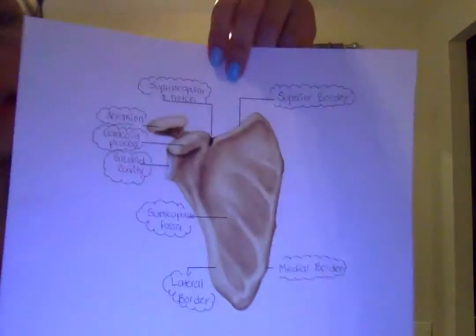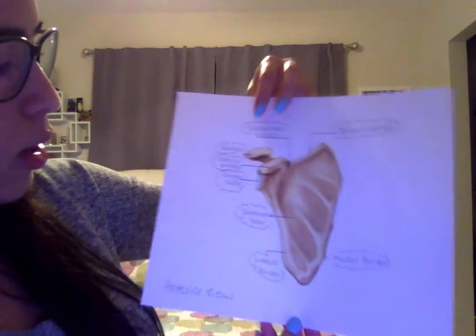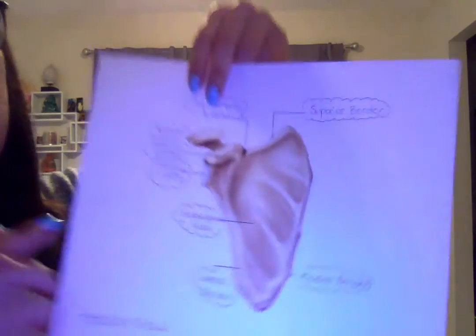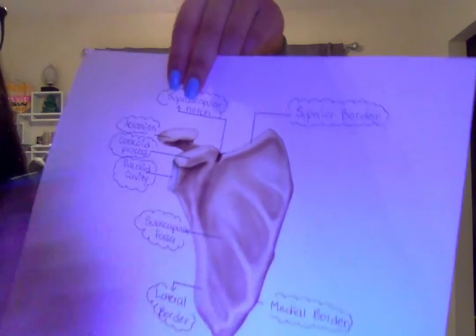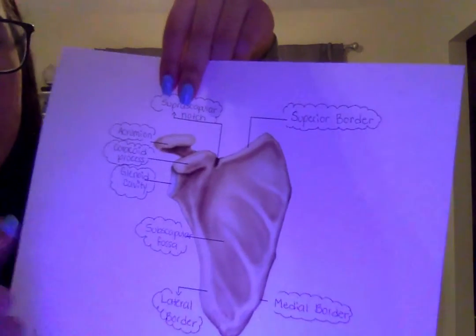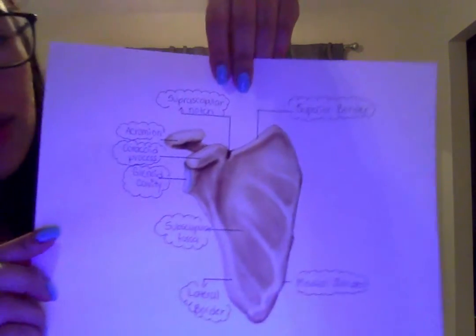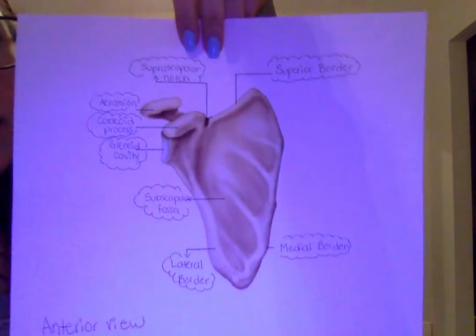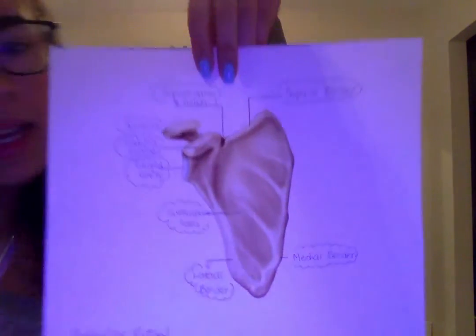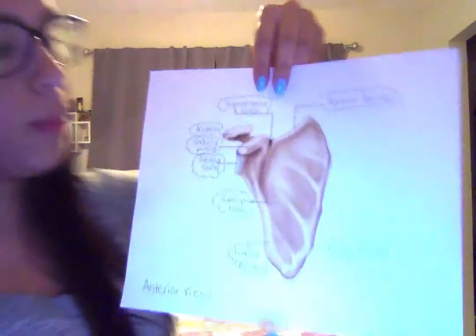Now let's go to the anterior view. Over here, let's start with the coracoid process. The coracoid process, it's right here. And it's like a hook-like structure on the superior anterior portion of the scapula. This is the anterior view, and it's superior. And it's hook-like shaped.